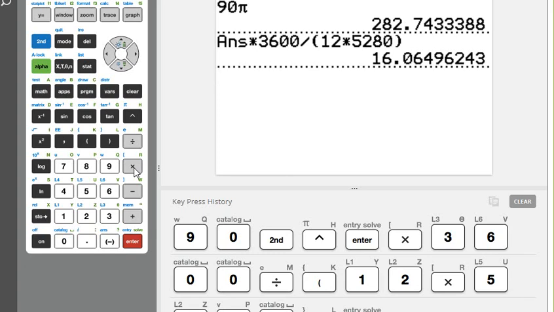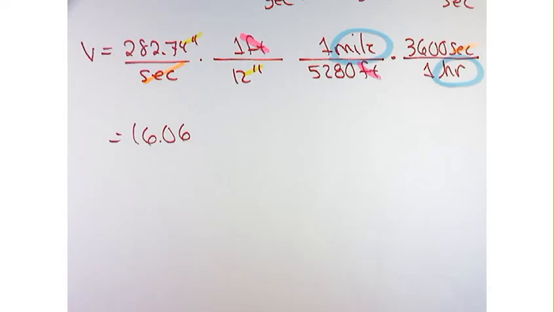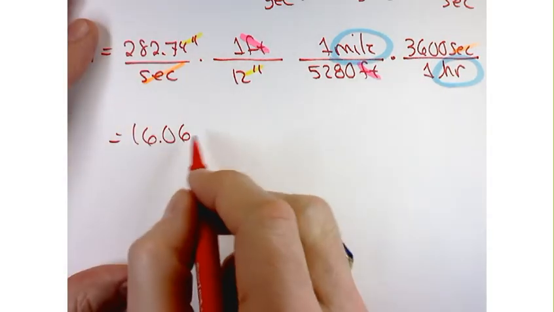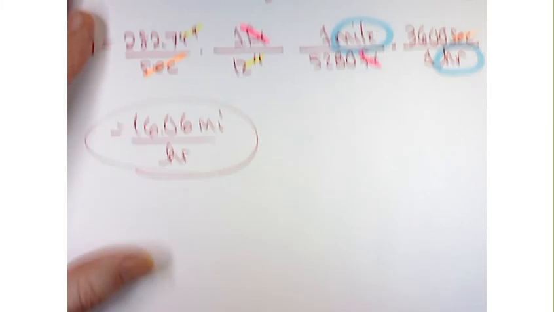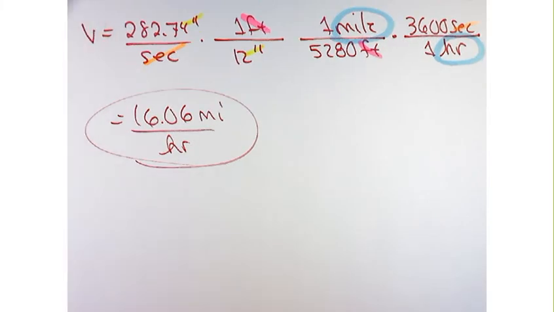16.06. In the numerator, you're left with the units of miles. In the denominator, you're left with units of hours. Miles per hour. Beautiful. Beautiful.